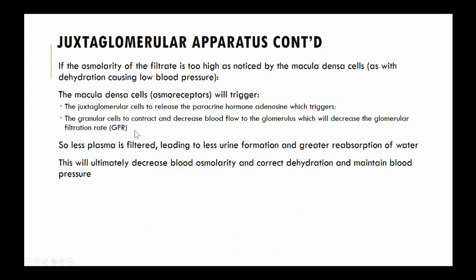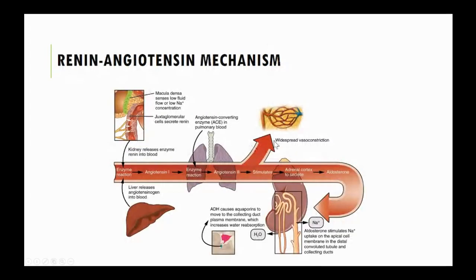Adenosine is going to then trigger those granular cells to contract and decrease the blood flow to the glomerulus, which is going to decrease our glomerular filtration rate. Then less plasma gets filtered, less urine gets formed, and we get a greater reabsorption of water. Hopefully, that's going to decrease our blood osmolarity because we're keeping that fluid in our blood, correct our dehydration, and maintain our blood pressure.